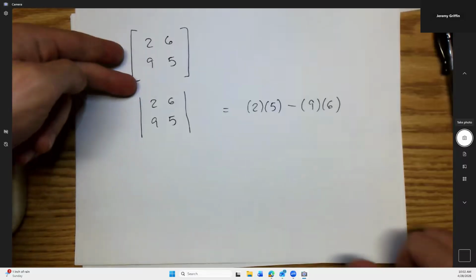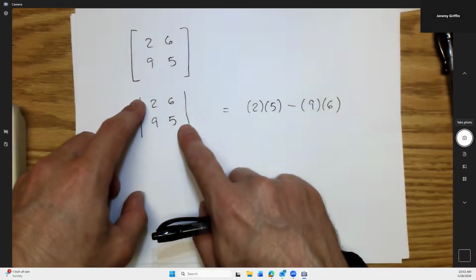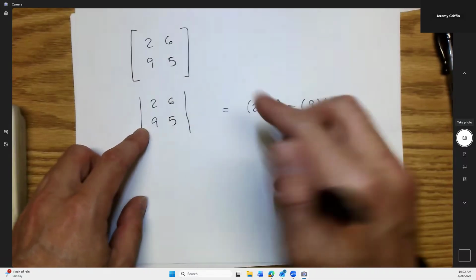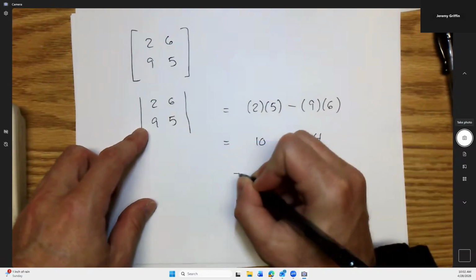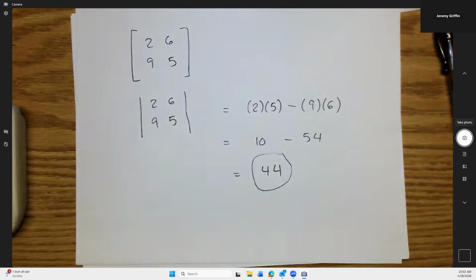And so it gives you a 2 by 2. Find the determinant. For a 2 by 2, is it true you do 2 times 5 and then minus 9 times 6? Is that right? Okay. So that's 10 minus 54. That should be 44, right? Was that the answer? 44? Okay. So here, you guys take notes.